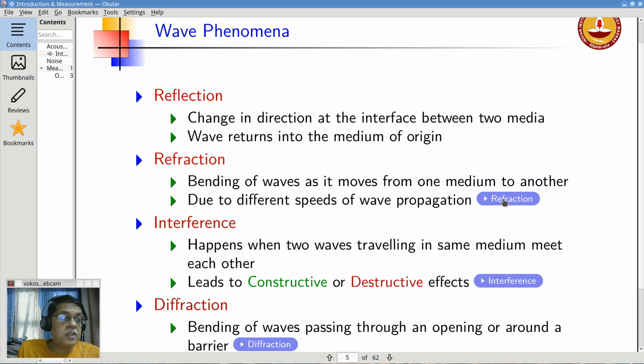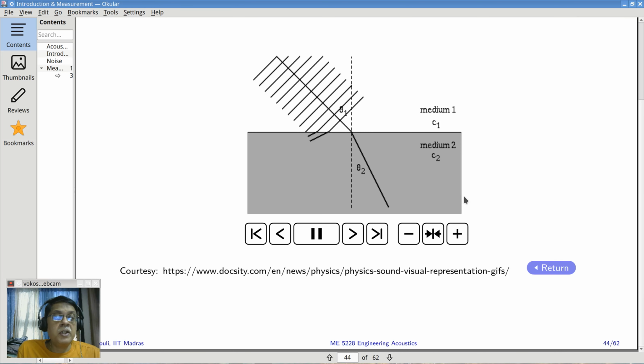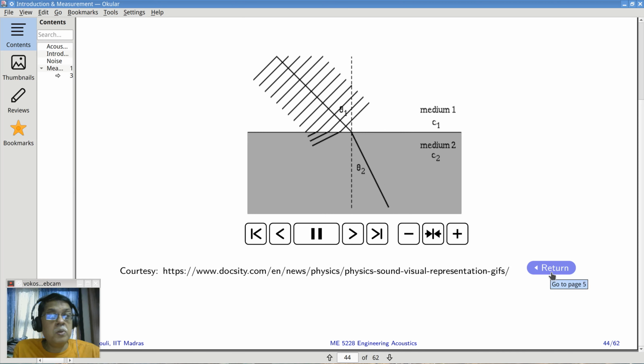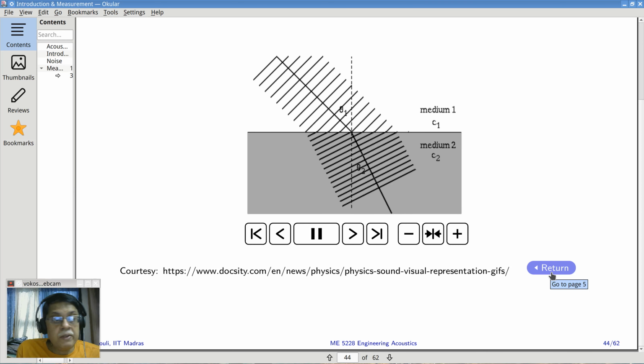So this is refraction, just visualized over here. You can see that light comes like this, the wave comes like this, and then bends. So the original angle is theta 1, and then it bends to an angle theta 2. This change from theta 1 to theta 2 depends on the speed of wave propagation in the medium.